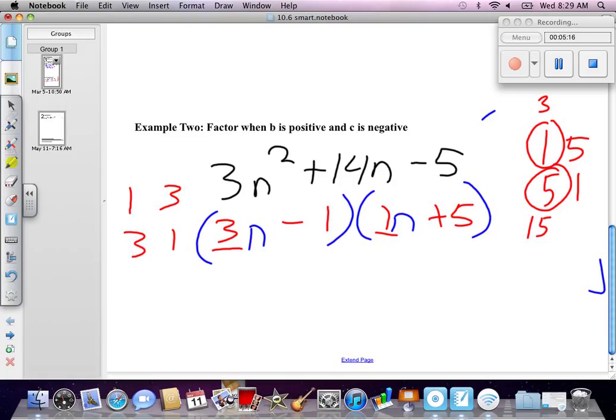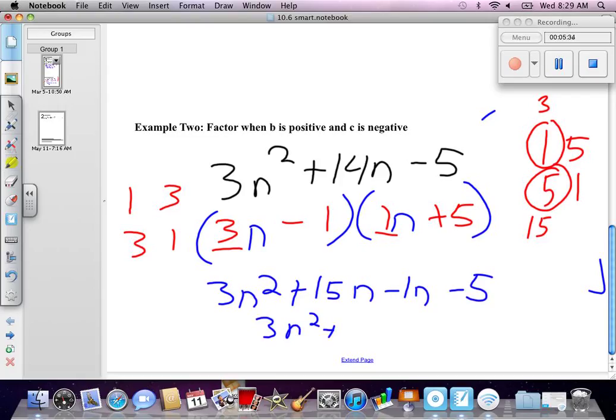Okay, let's FOIL it out to make sure it works. 3n times 1n is 3n squared. 3n times 5 is positive 15n. Negative 1 times 1n is negative 1n. And negative 1 times negative 5 is a negative 5. 15 minus 1 is 14n. This matches the top. We've checked it correctly, so we know that these numbers work.